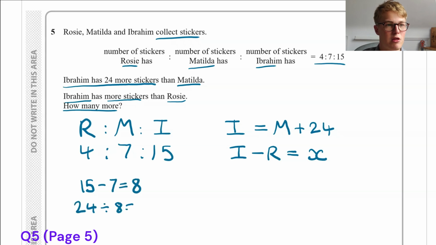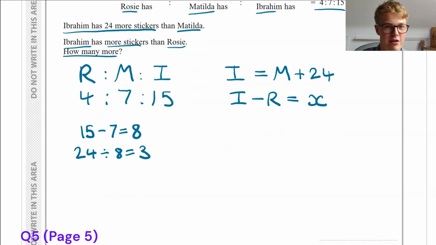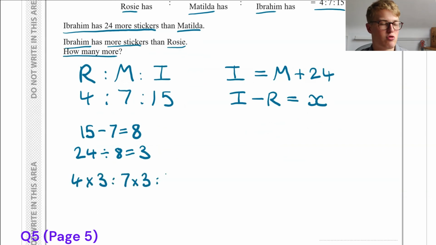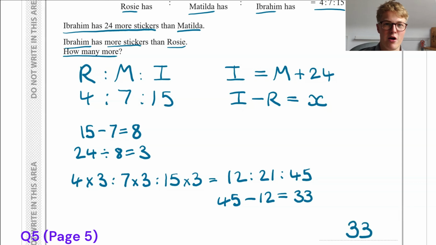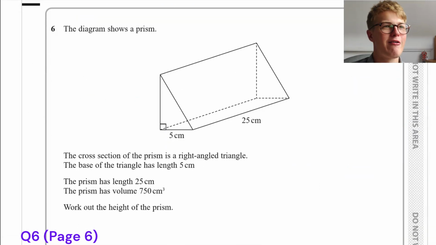We know that the difference between Ibrahim's stickers and Matilda's stickers is 24, so we need to multiply up this ratio by 3, and we know this because we do 24 divided by 8, which is 3. So to find the actual number of stickers, we multiply the ratio by 3. So we do 4 times 3, 7 times 3, and 15 times 3, and we end up with our new ratio of 12 to 21 to 45. We then do 45 minus 12, because that's Ibrahim's stickers minus Rosie's, and that gives us 33, which is our final answer.